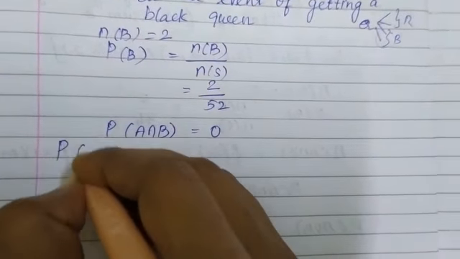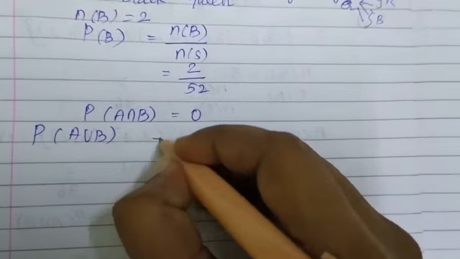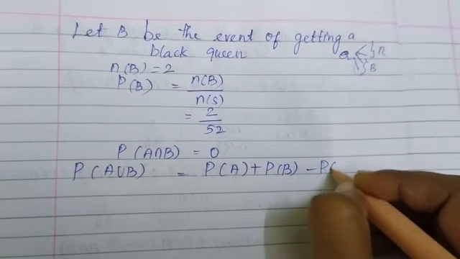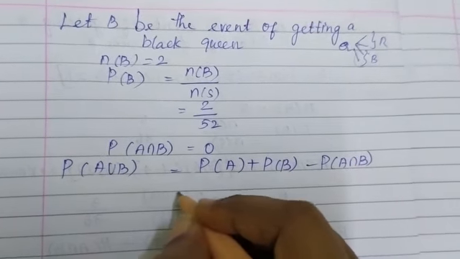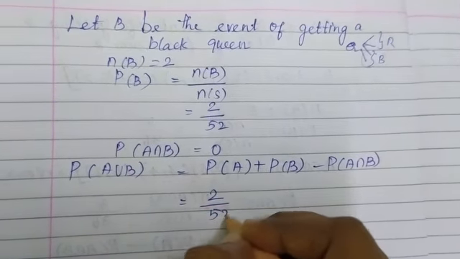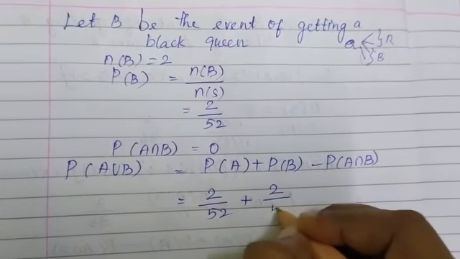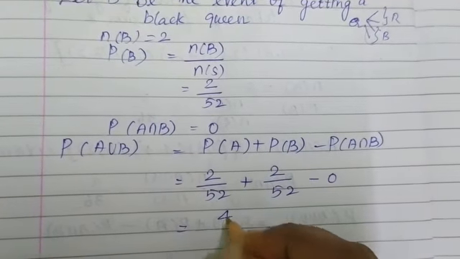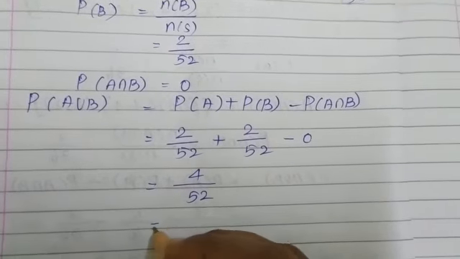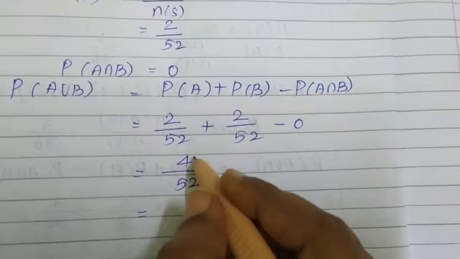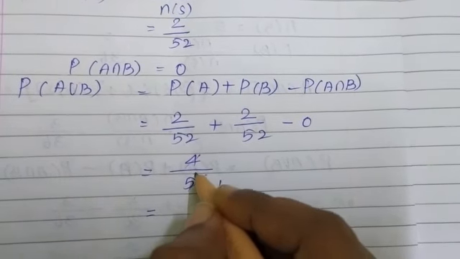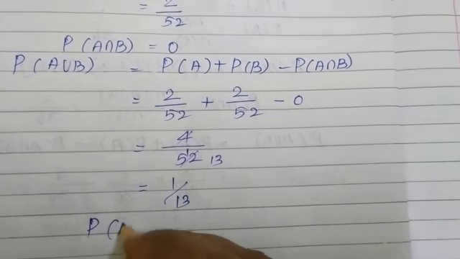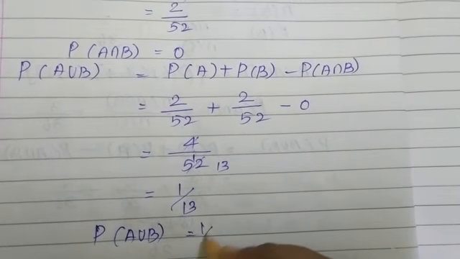So P of A union B is equal to P of A plus P of B minus P of A intersection B. So P of A is 2 by 52 plus P of B also 2 by 52 minus P of A intersection B, 0. So the denominator is the same, so you add the numerators. 4 by 52. So simplify. 1 4 is 4. 1 4 is 4. Balance 1. 3 4s are 12. So 1 by 13. So P of A union B is equal to 1 by 13.